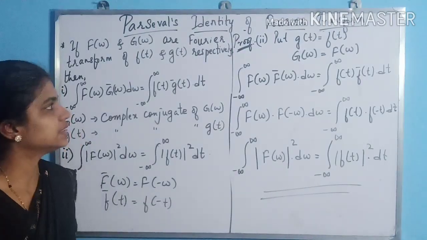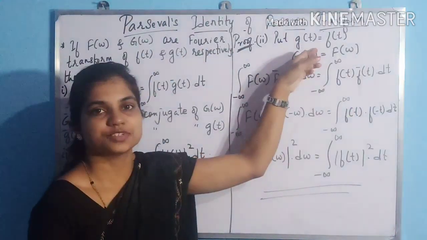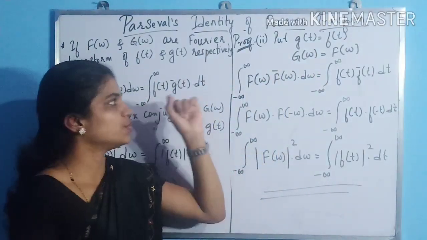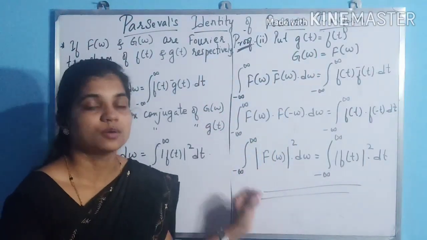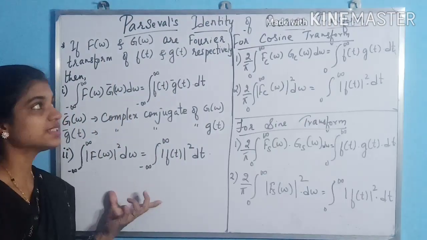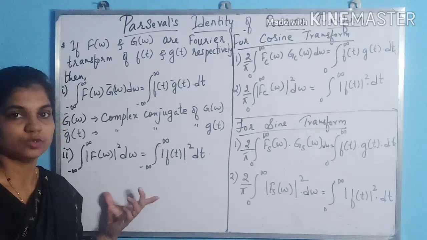So the main thing is you have to put g of t equal to f of t. That is the main point we have to keep in mind while proving the second identity. So this is the Parseval's identity of Fourier transform.